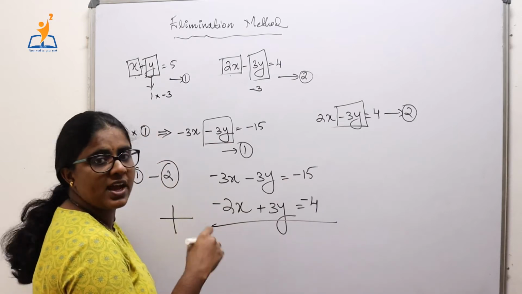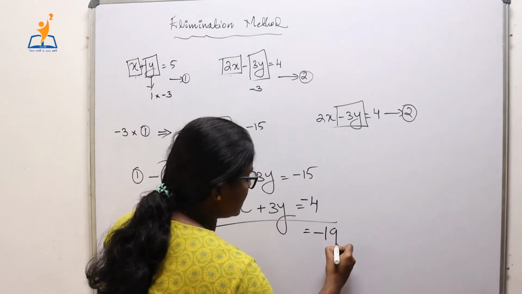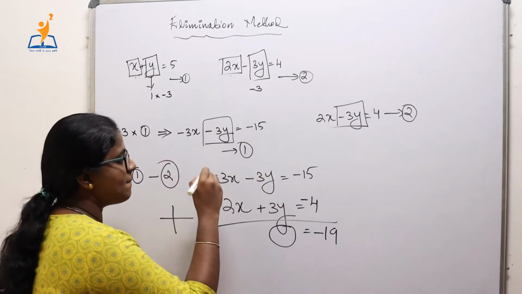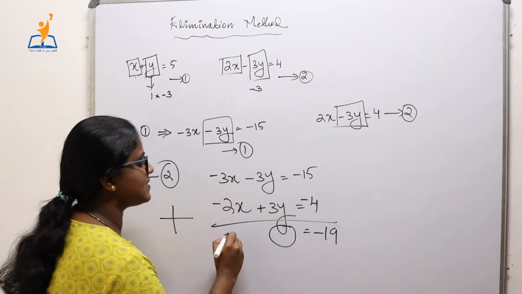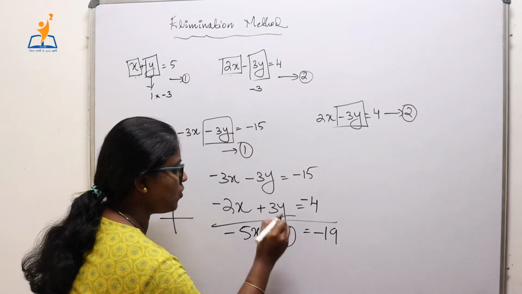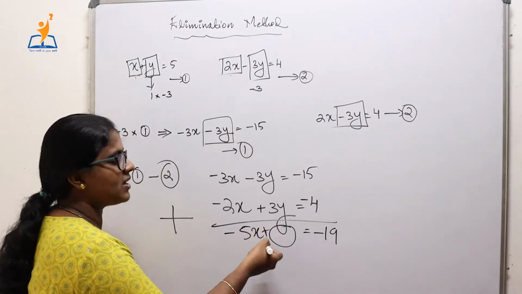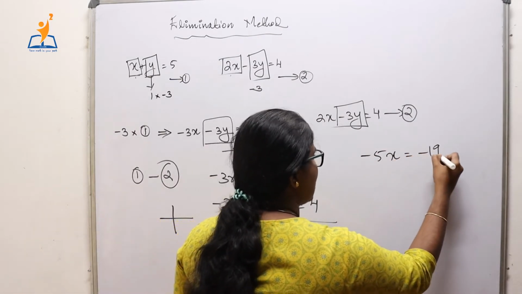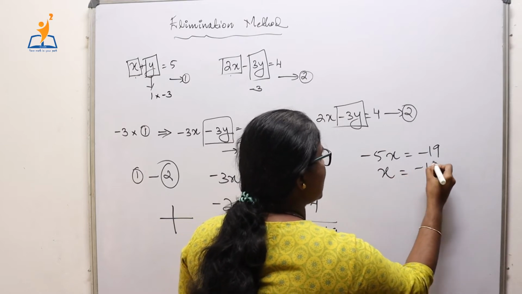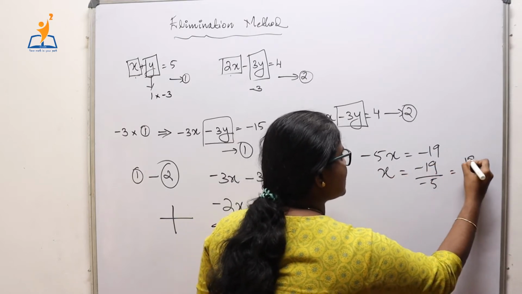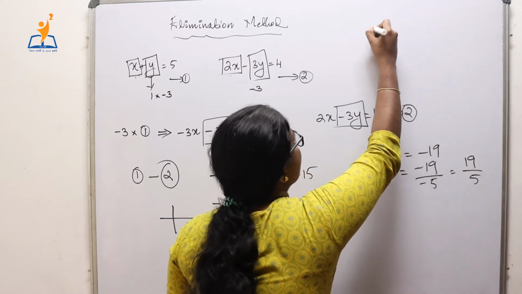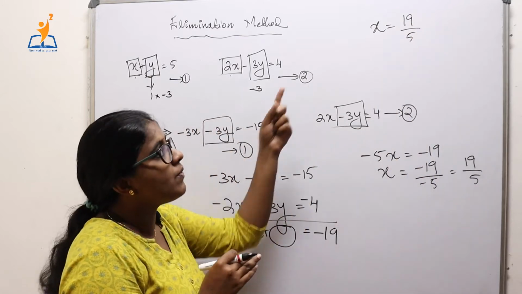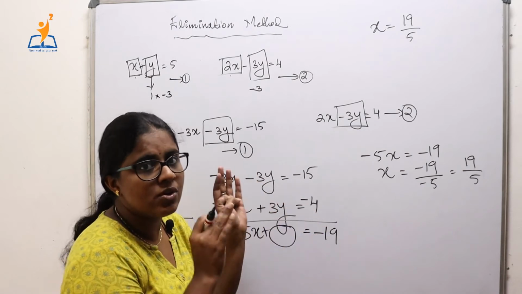Minus 15 plus minus 4 is minus 19. Again, minus 3y plus 3y is 0. Minus 3x minus 2x is minus 5x. So minus 5x plus 0 is minus 19, that is minus 5x equals minus 19. So we will get x equal to minus 19 by minus 5, which is 19 by 5. Therefore x is equal to 19 by 5. By eliminating y this time, we got the same answer, x equal to 19 by 5.